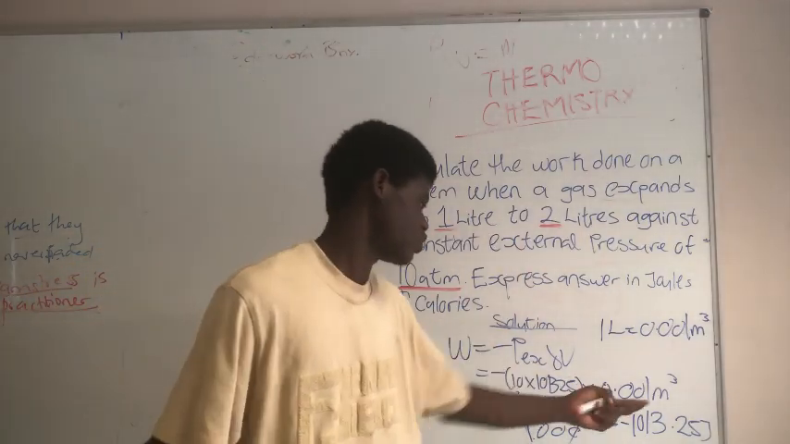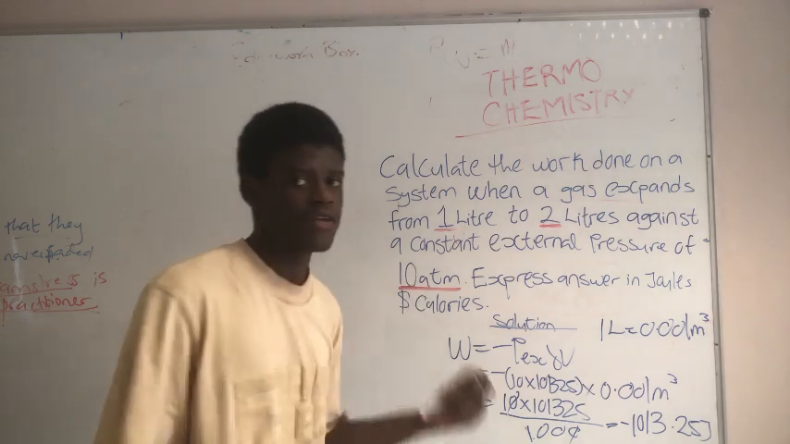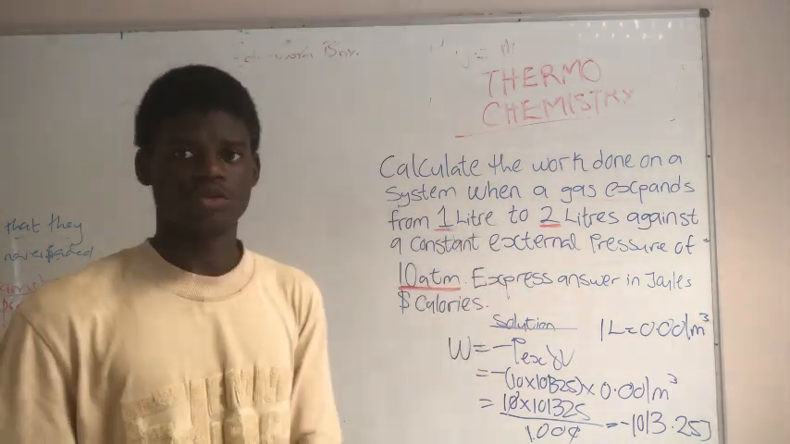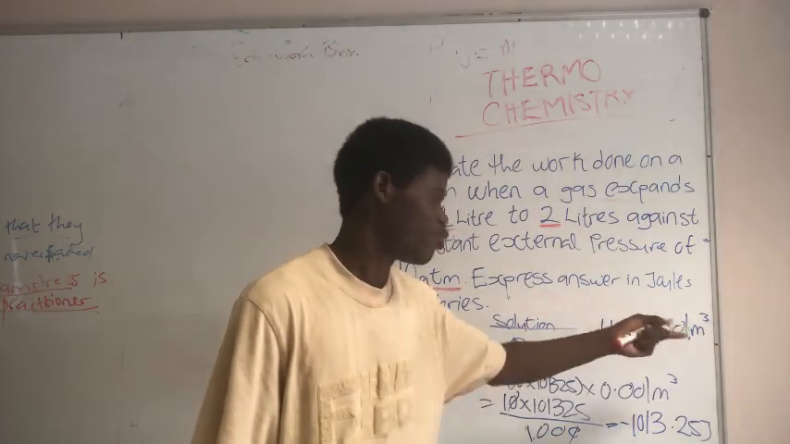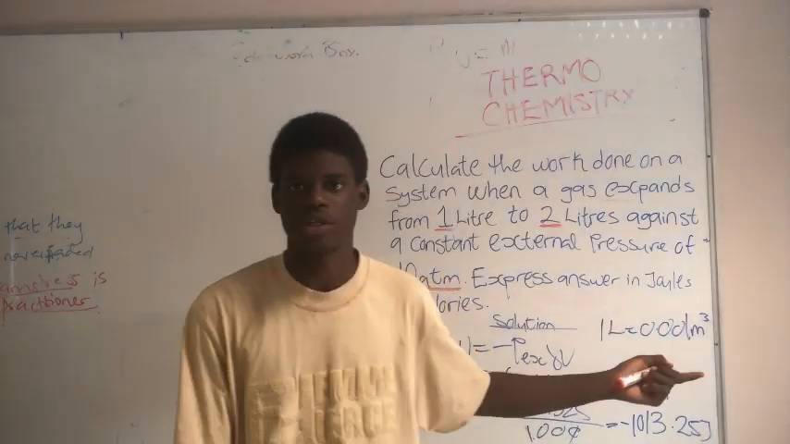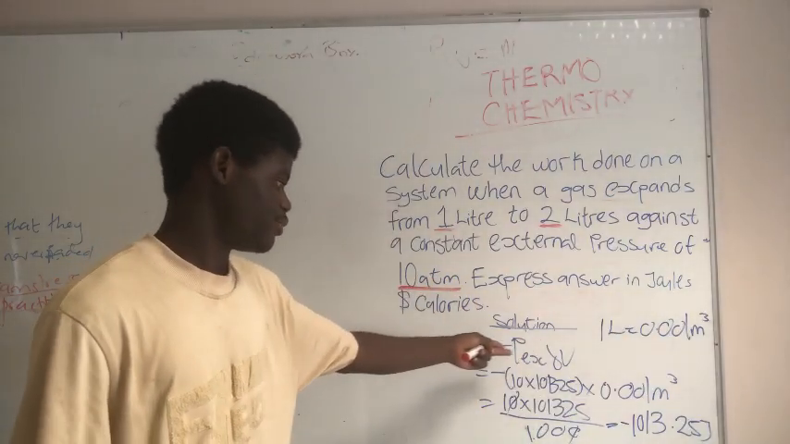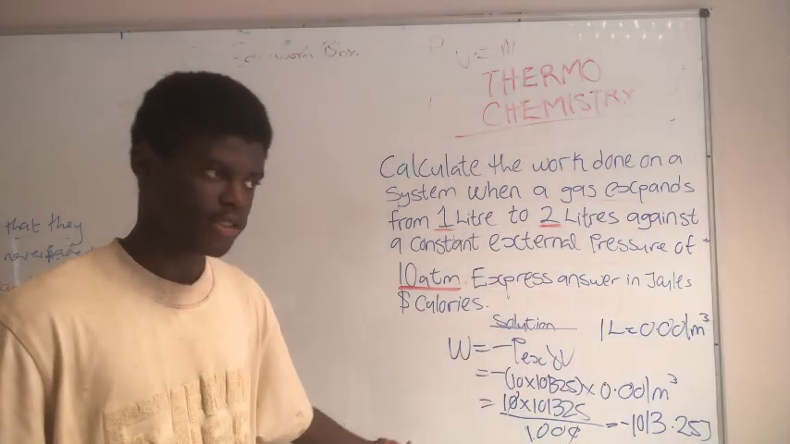So this is in joule. You should just know the first thing we need to do is convert. When you are given atmosphere, convert it to Pascal. When you are given liter, convert it to meter cube. And you should know that 1 liter is 0.001 meter cube, or 1000 liter is 1 meter cube. So when you do that, you just input it into this formula and you get your answer. It's as easy as that.